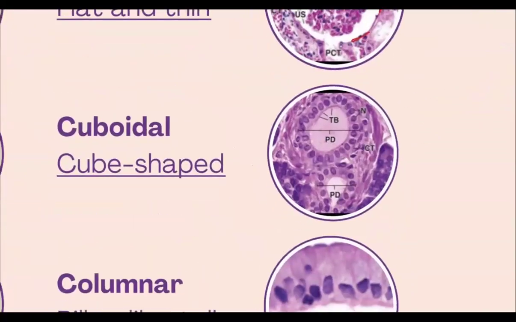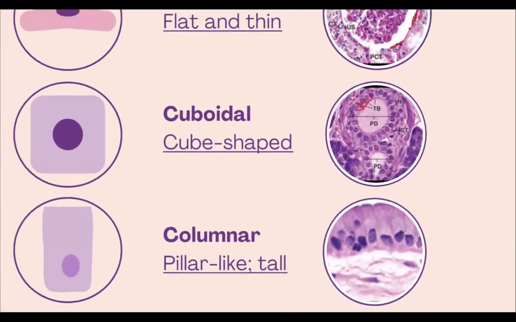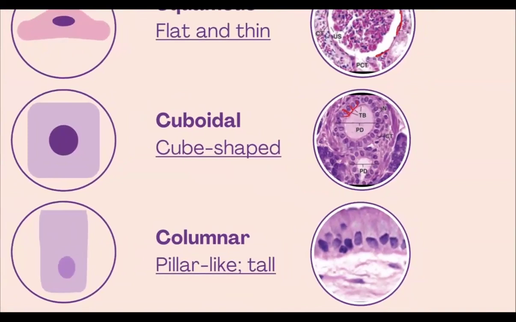Then you can have cuboidal. So cuboidal, as the name suggests, they're cube shaped and they're very, very clear in this image. It's like a cube, right? Then you have columnar. Columnar, again, column, pillar. So they look like a pillar and they're very long.